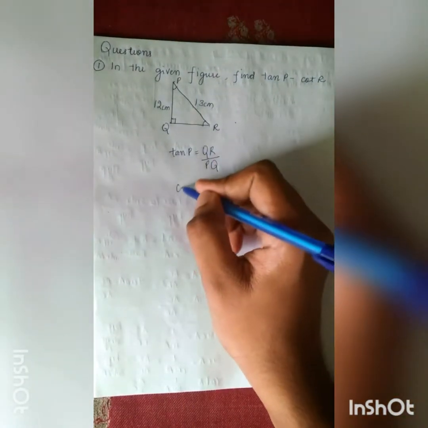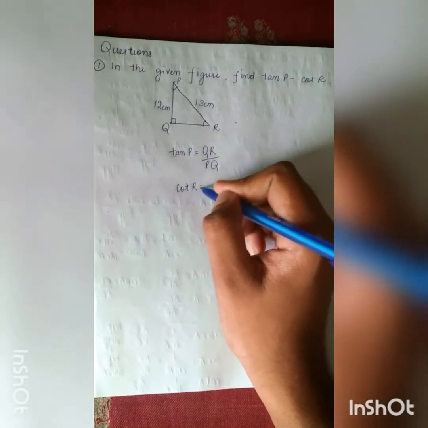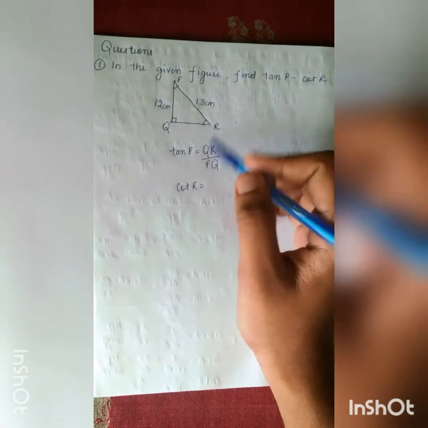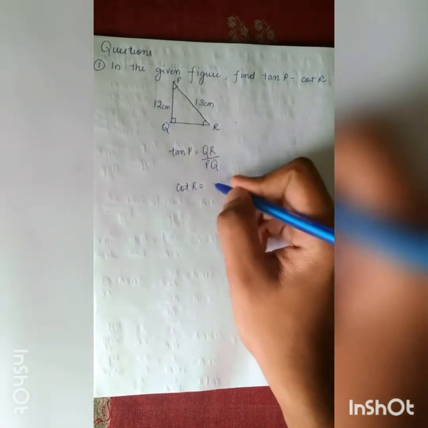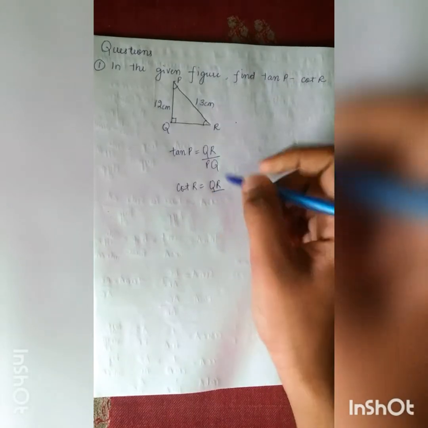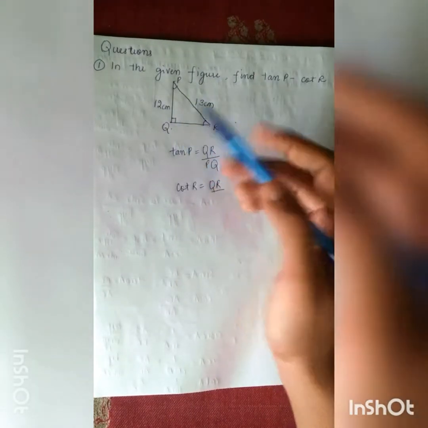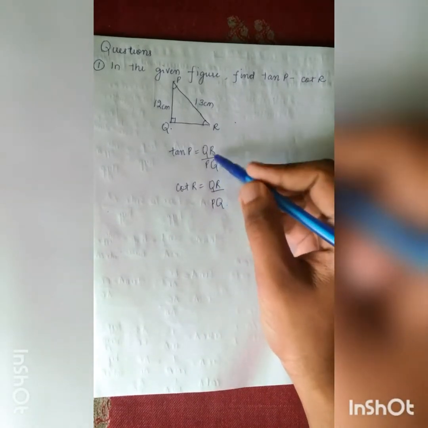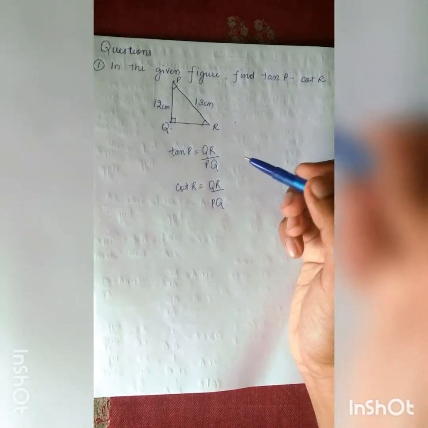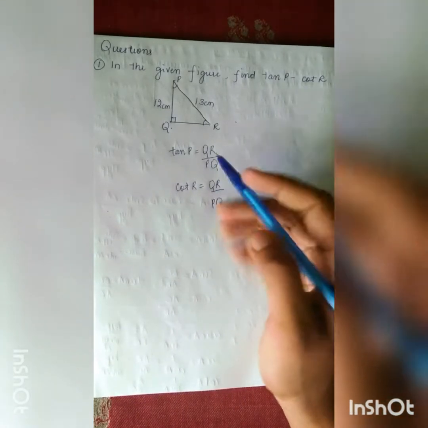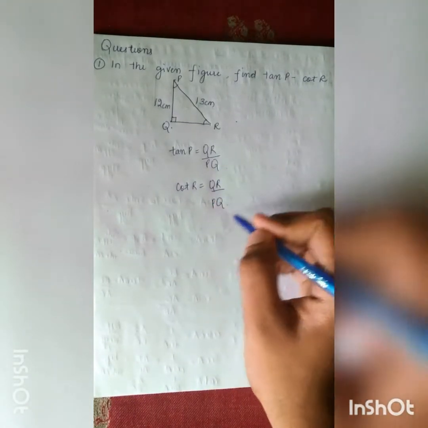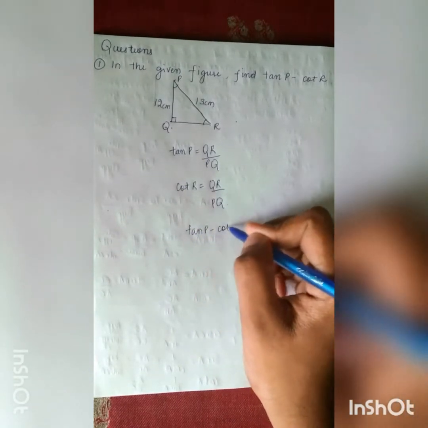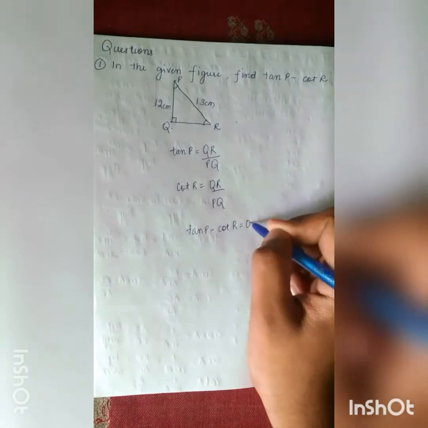And cot R will be the opposite of tan, or we can say that it is equal to base divided by perpendicular. So for R the base is QR, so the perpendicular is PQ. Since both are the same, tan P minus cot R will give us the value equal to 0.